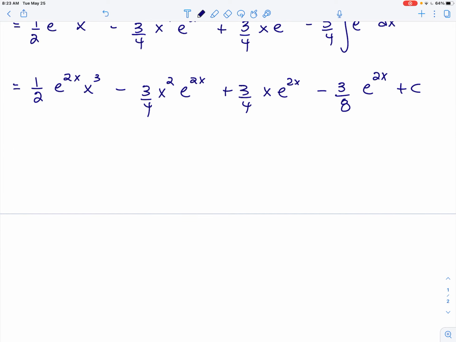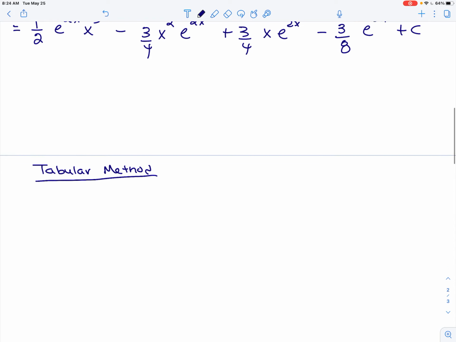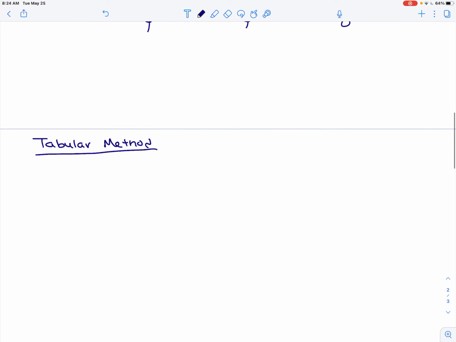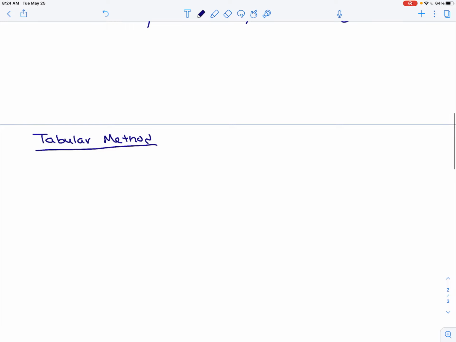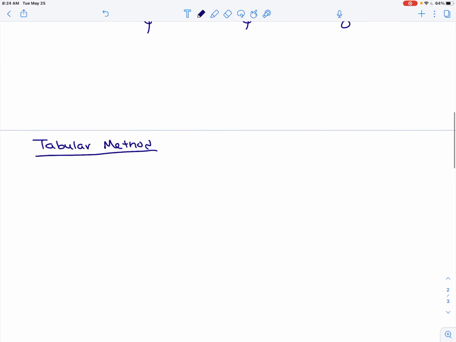Okay, so we're going to try something called the tabular method. Now you want to be careful. You want to do this when you have a u that is algebra and is going to go down to a constant. So let's do the same question.